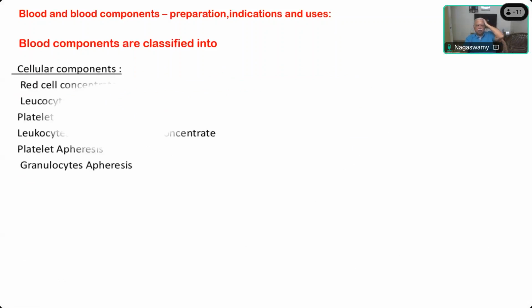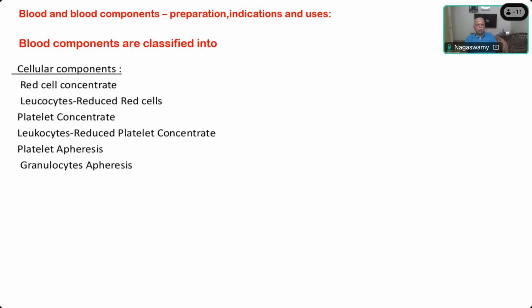They can be classified. The blood components can be classified into cellular components, which are the red cell concentrate, leukocyte reduced red cells, platelet concentrate, leukocyte reduced platelet, platelet apheresis and granulocyte apheresis. These are all the various cells that can be segregated from the blood.